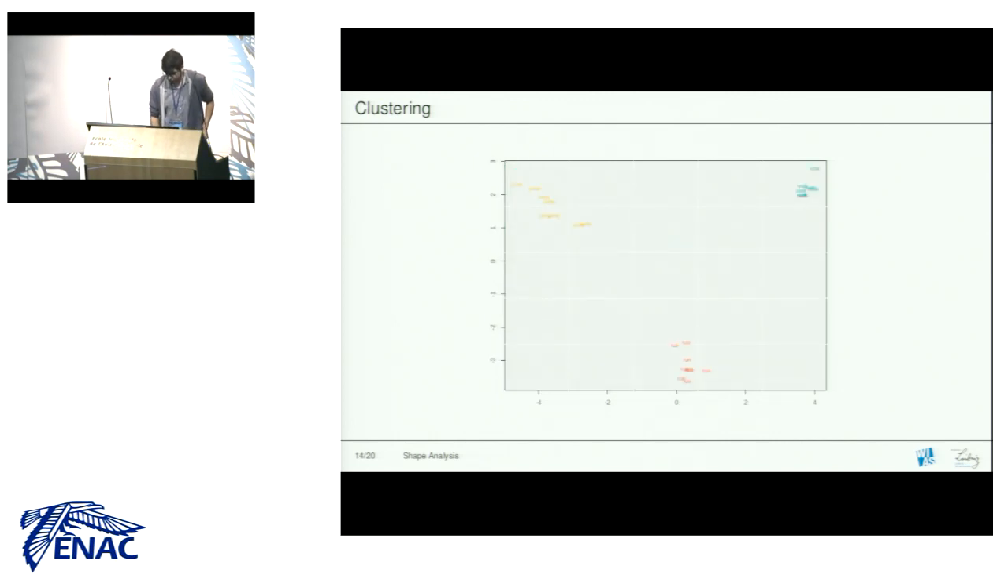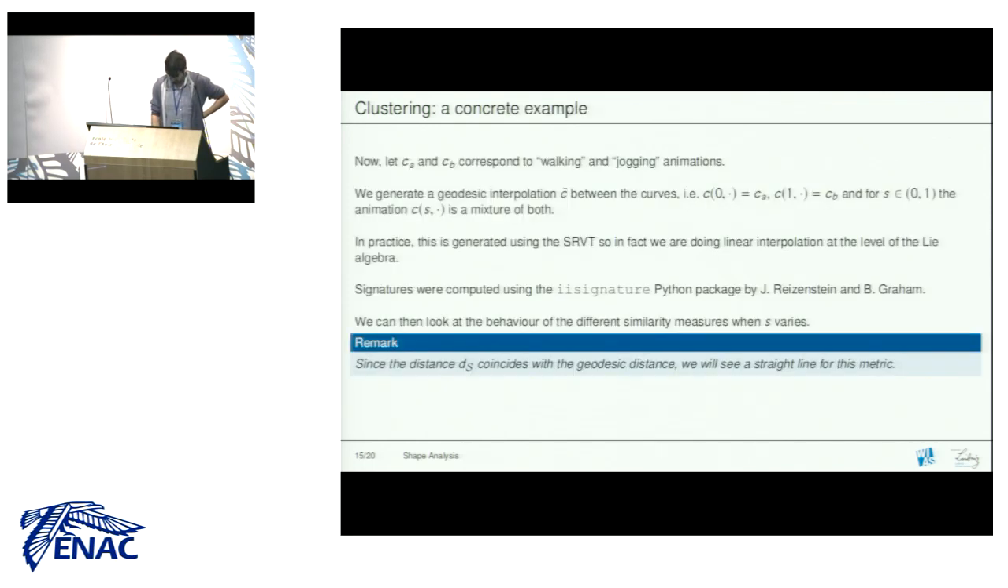And if you compare this with the graph obtained by the SRVT dynamic programming method, you see the clusters are much tighter. Right, so this can be due to the choice of norm. There are some choices to be made. And we're still experimenting with that.